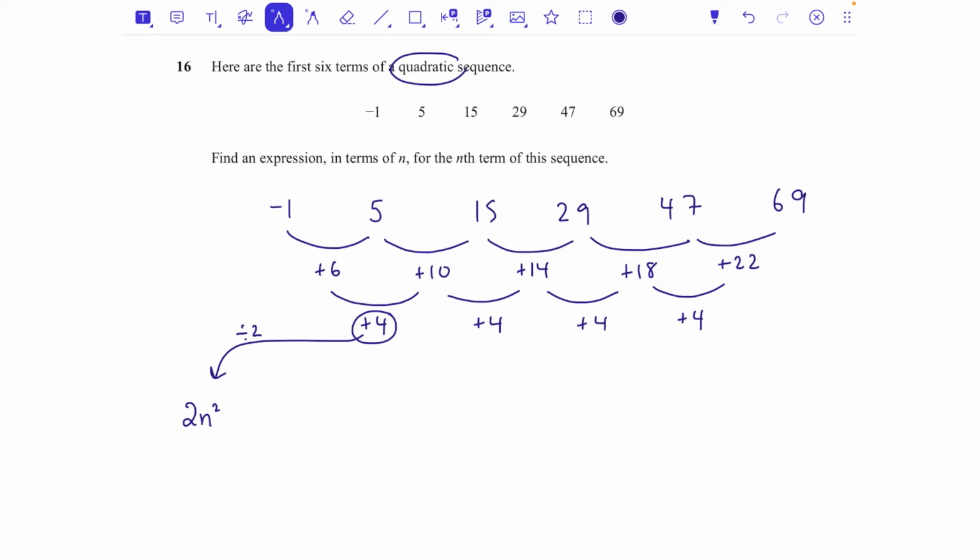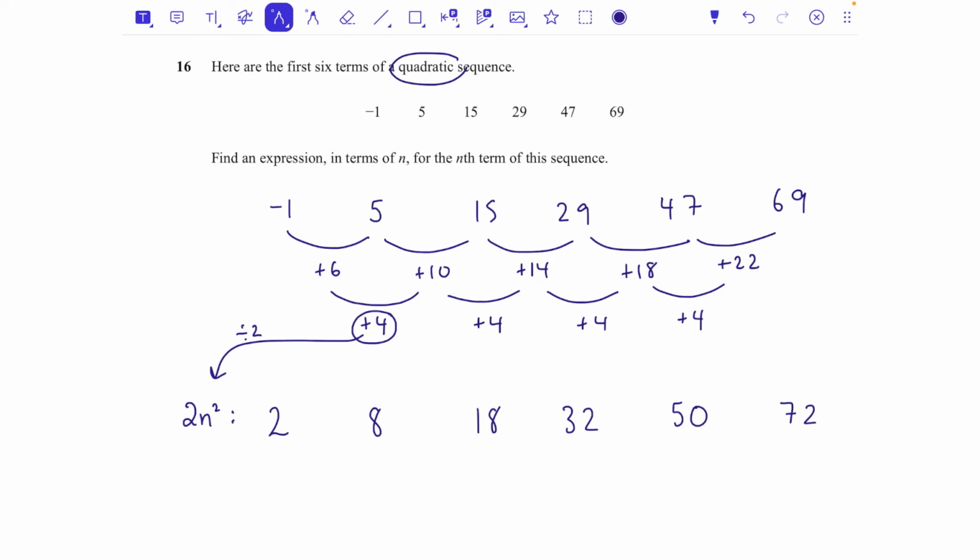Now 2n squared is the sequence of all of the square numbers doubled. So 1 squared is 1, doubled is 2. 2 squared is 4, doubled is 8. 3 squared is 9, doubled is 18. 4 squared is 16, doubled is 32. 5 squared is 25, doubled is 50. And 6 squared is 36, doubled is 72.